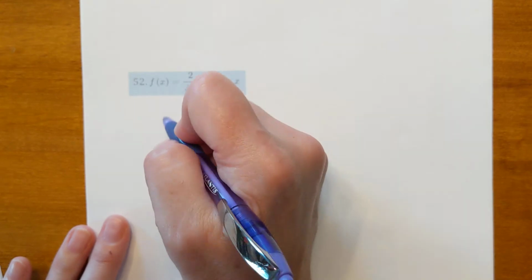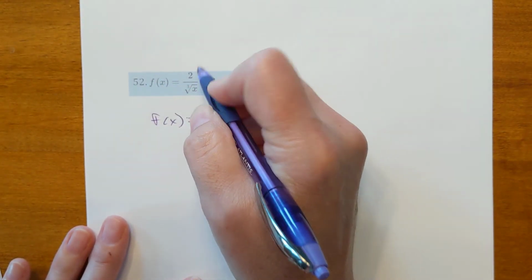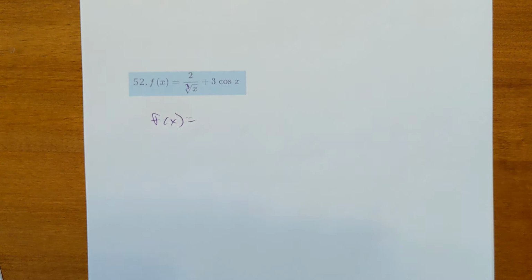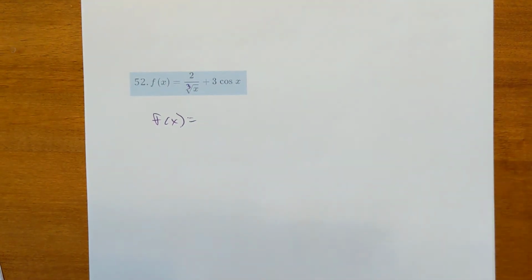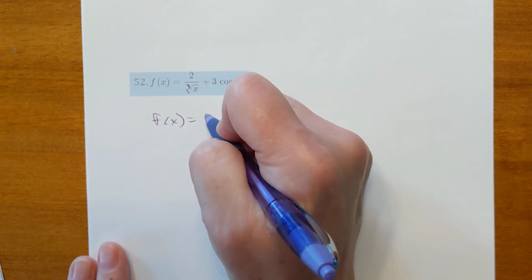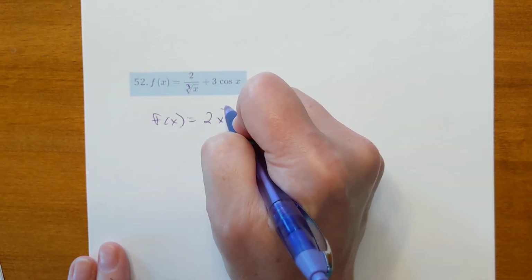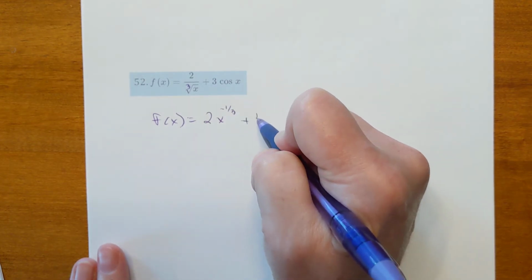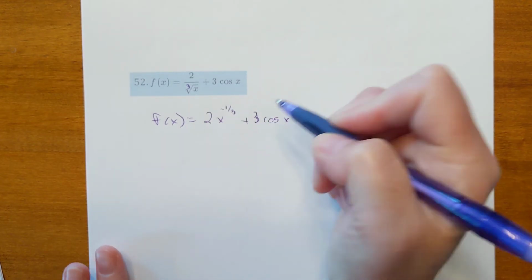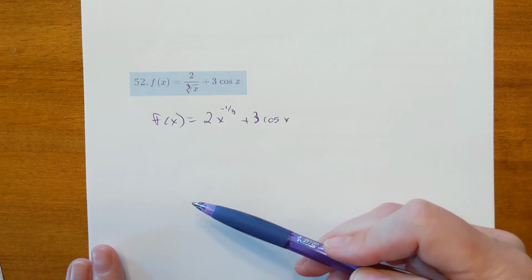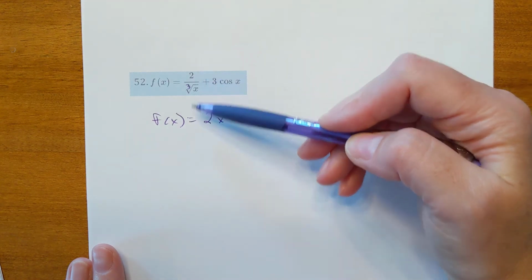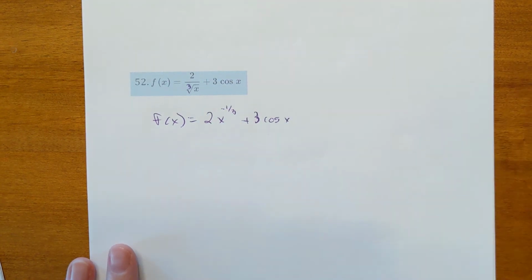Okay, 52 says f of x equals 2 over the cube root of x plus 3 cosine x. All right, because it's divided by something, we don't have any rule for that yet. And honestly, this is the best way to do it. It's just float it up. So it makes it x to the negative 1/3 and then plus 3 cosine x. Remember, when it's a root, it's to the power of that root. So it's 1/3, and it's negative because we had to float it up from the denominator. When you float something up or down, it just changes the sign of the exponent.